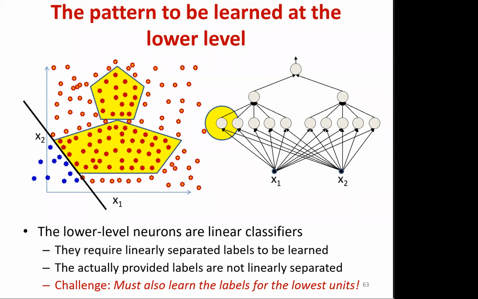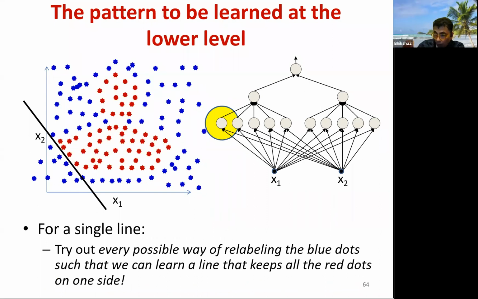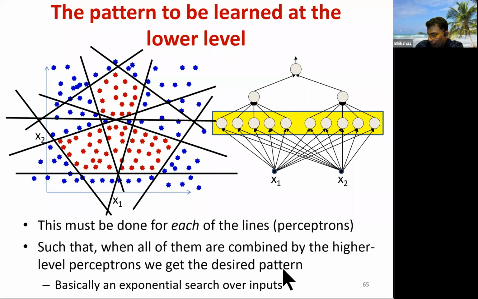Makes sense. So, in fact, even when all the remaining neurons are learned and you're just trying to learn one neuron, you will have to try every possible way of relabeling the blue dots and the red dots such that we can learn a line that keeps all the red dots to one side. And now, in reality, you're going to be learning all the perceptrons. Which means that for every single one of these perceptrons, you're going to have to try every way of relabeling the data. What is the computational complexity of this? Anyone?